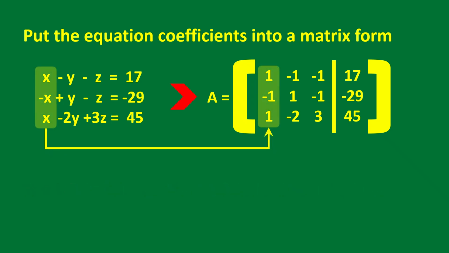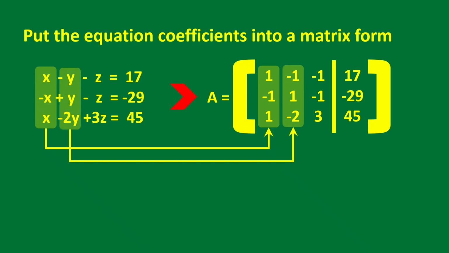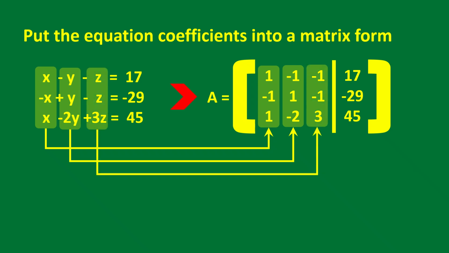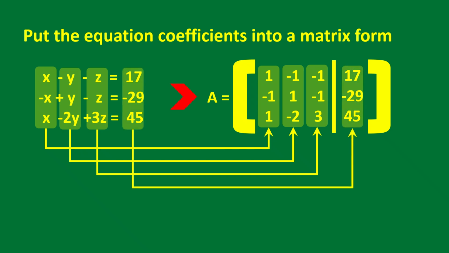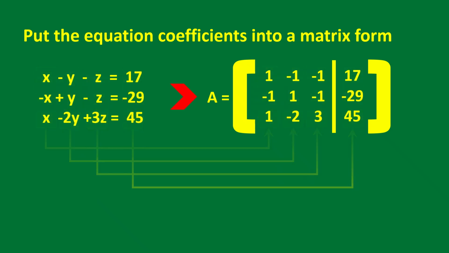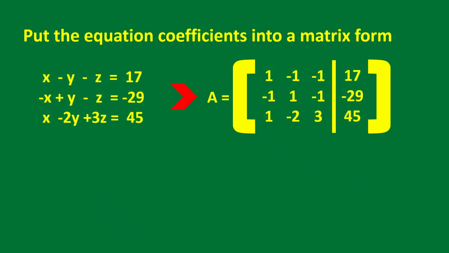So the first column of the matrix represents the coefficients of the variable x, the second column is for variable y, and the third column is for variable z, and the right-hand side column of the matrix represents the result coefficients. There you go, guys, all the coefficients of the linear equation system in the matrix. We call the resulting matrix the augmented matrix.